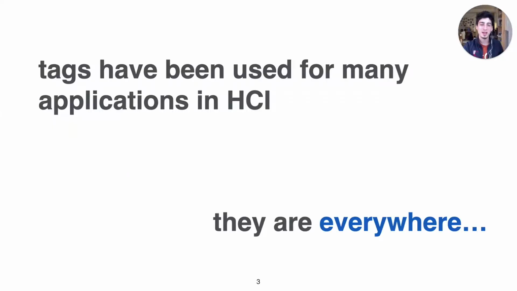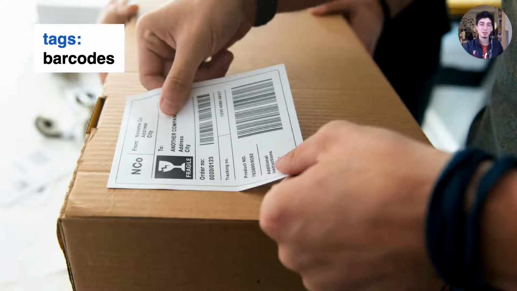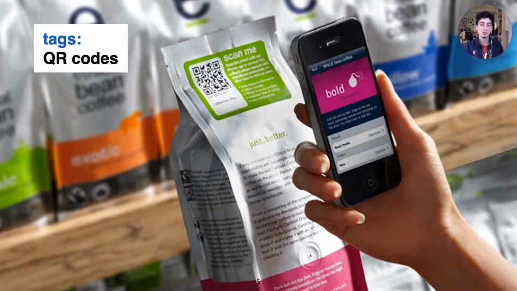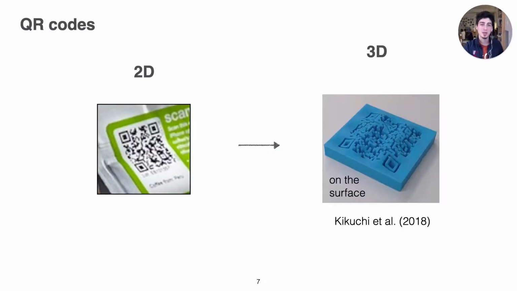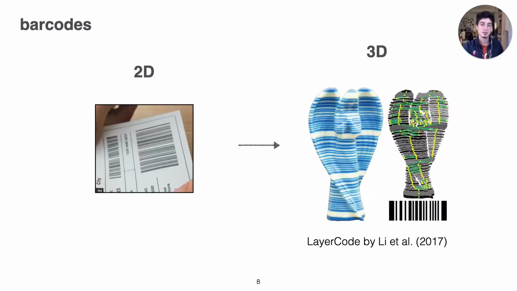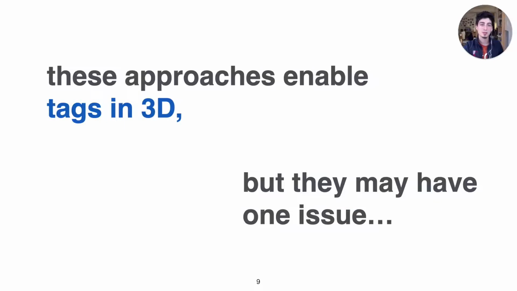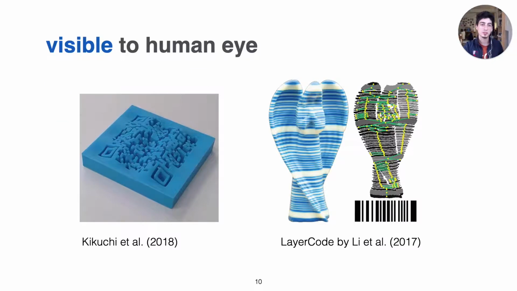For many years, tags have been used in many applications in HCI, and they're everywhere in our lives. As the simplest example, we are surrounded by barcodes and QR codes in our day-to-day. And these can be integrated into 3D objects as well. In the case of QR codes, they can be embossed onto a 3D surface. Or in the case of barcodes, they can be projected onto 3D shapes. While these approaches have enabled tags in 3D, they may have one issue. They are visible to the human eye.